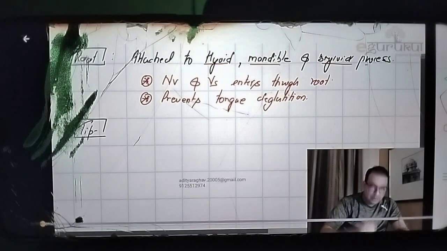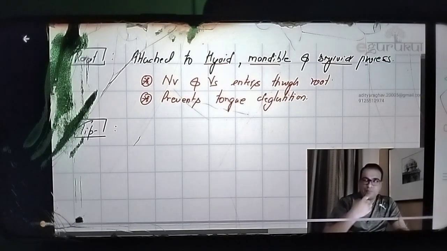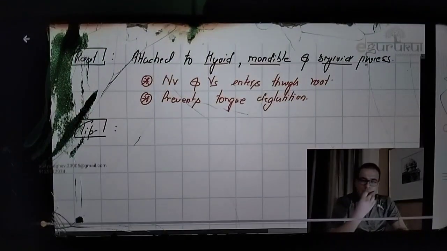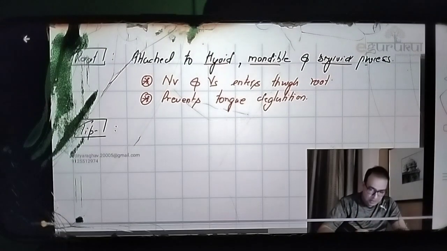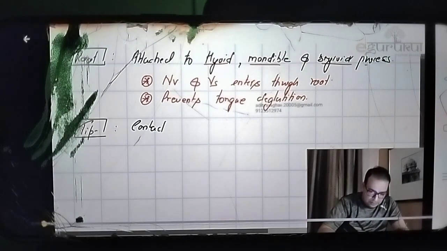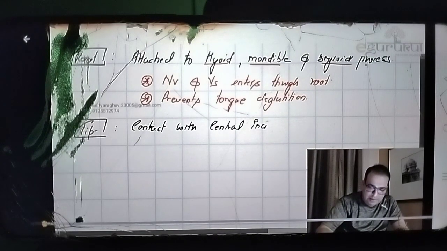Second thing we said, the tip. Now the tip, obviously, when you see in the normal resting position, when you close your mouth, you will feel your tip of the tongue is touching the teeth, the central incisors. So in resting, it is always in contact with the central incisors.